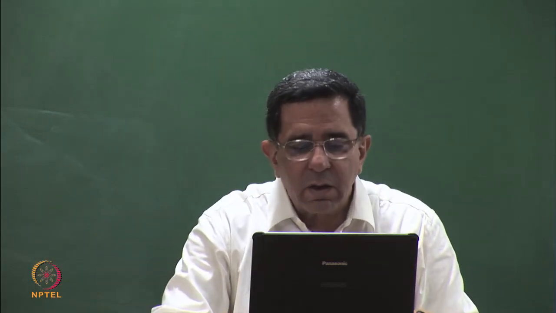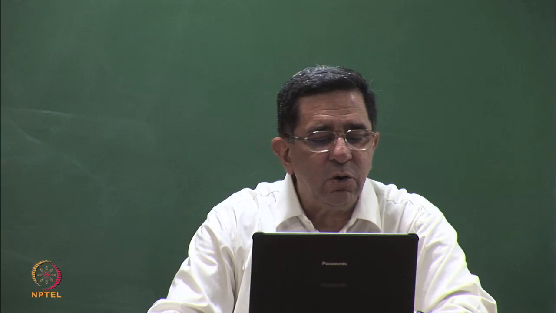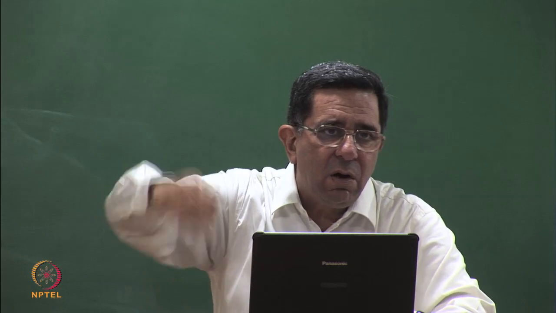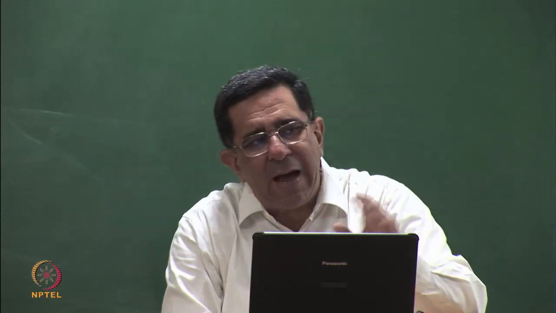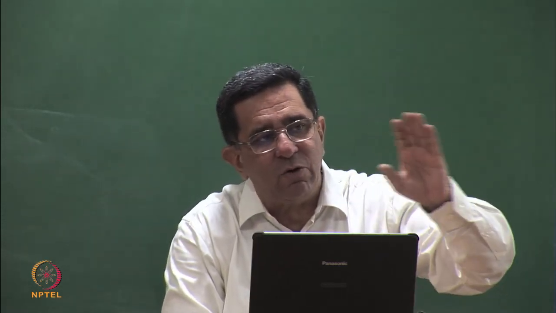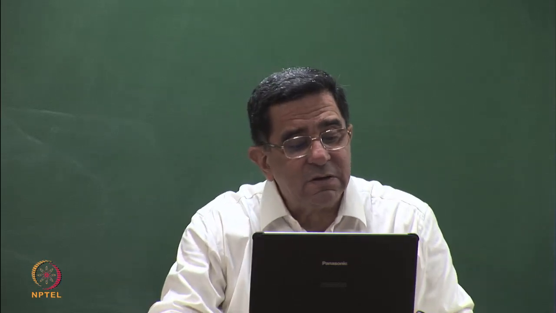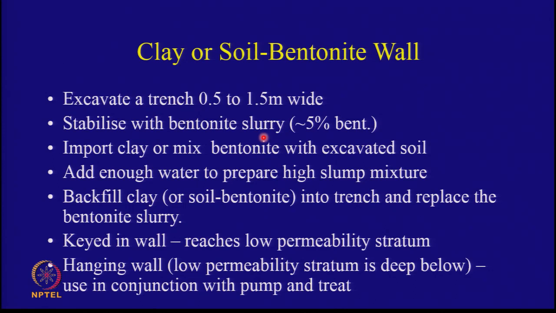So this is what is done. You excavate a trench 0.5 to 1.5 meters wide. How do you excavate? You normally use an excavator, a backhoe. You've seen this device? What is a backhoe? You can excavate with the backhoe, and typically backhoes can have extended arms from 10 to 12 meters deep, so they can dig very deep. This trench is stabilized with bentonite slurry.